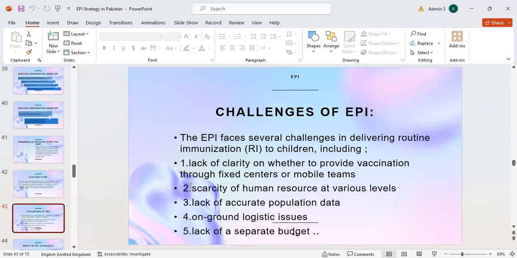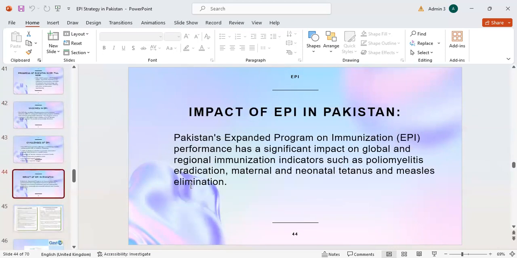Challenges of EPI. The EPI faces several challenges in delivering routine immunization to children, including lack of clarity on whether to provide vaccination through fixed centers or mobile teams, scarcity of human resources at the various levels, lack of accurate population data, on-ground logistic issues, and lack of a separate budget.